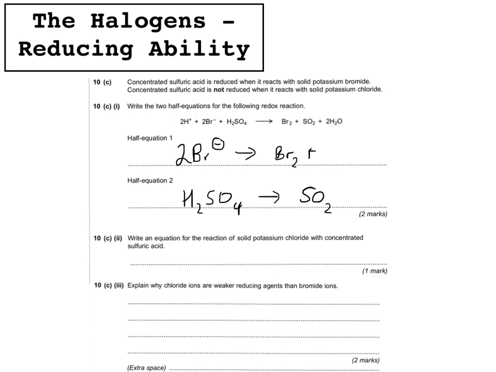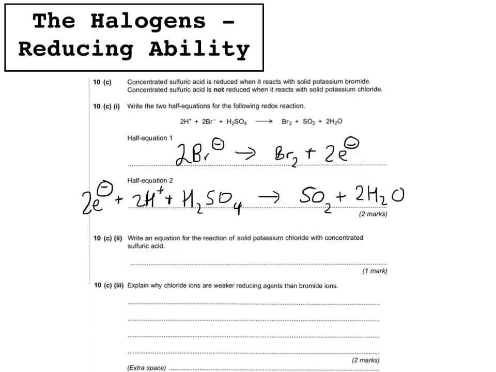So you've got 2Br minus goes to Br2 plus 2 electrons. And then the second one, you've got to balance sulfurs first, that's already balanced. Then balance the oxygens by adding water. Then balance the hydrogens by adding H+, and then balance the charges by adding electrons. So there's your two half equations, which would combine to make this full equation if you added them together. The next question says, write an equation for reaction of solid potassium chloride with concentrated sulfuric acid.